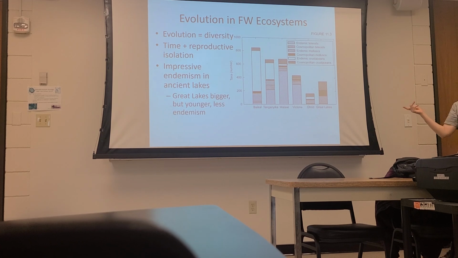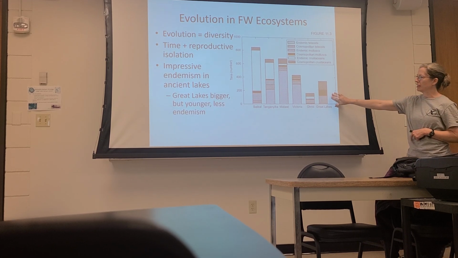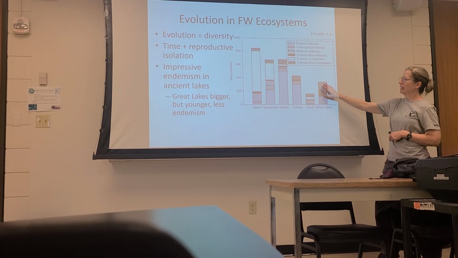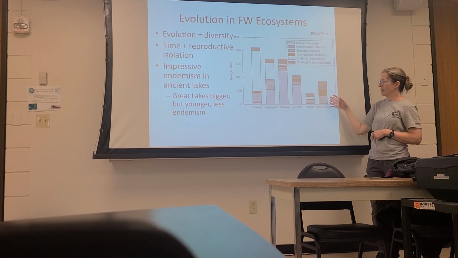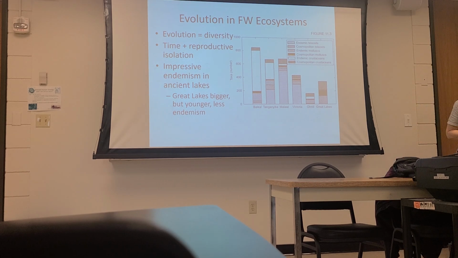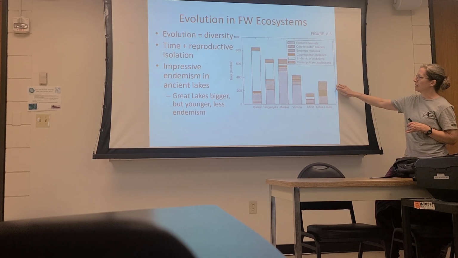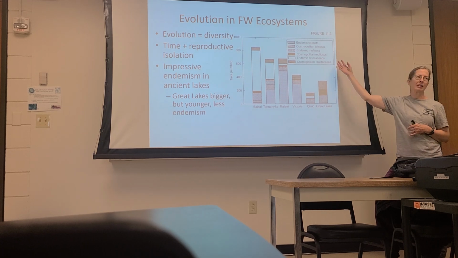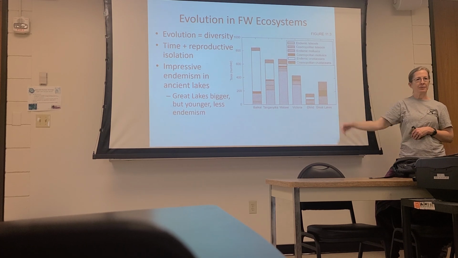And the Great Lakes are bigger, but they're younger. The Great Lakes are overall bigger than a lot of these lakes, but since they're only about 10,000 years old, we don't have as much endemism in them, and so most of these species are more cosmopolitan. Cosmopolitan just means they're found all over.